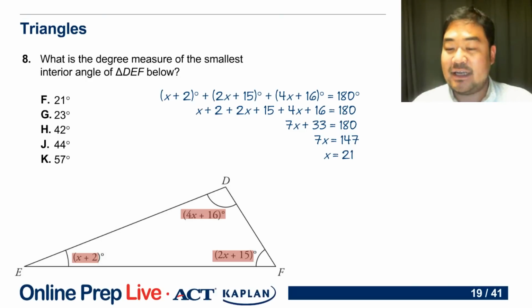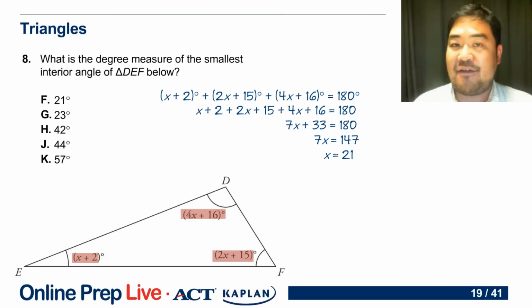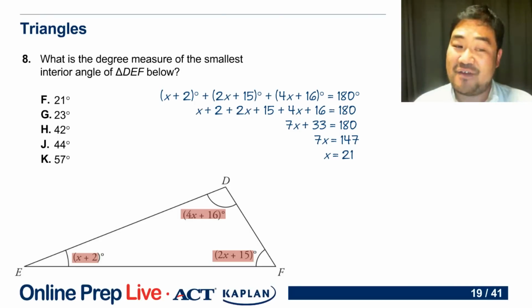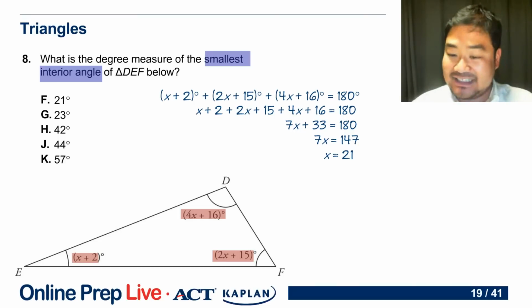And I see a decent number of you put down choice F here, but let me ask you this. Are we done? Is this question asking us for the value of x? Take a look at that question again. Is it asking us for the value of x? No. It's asking us for the smallest interior angle of triangle DEF. So 21 is not going to be our answer here.